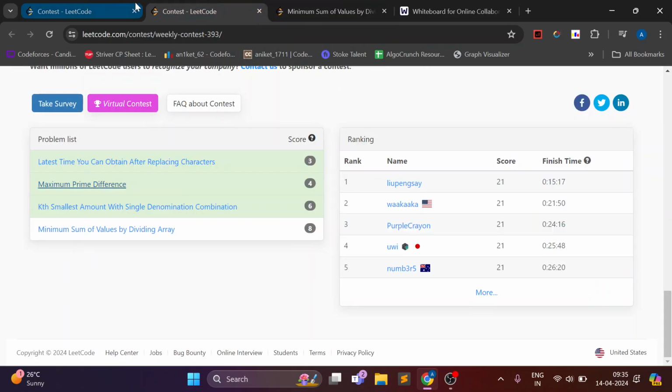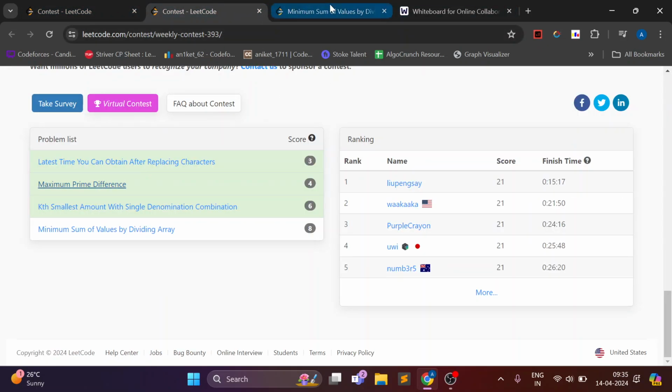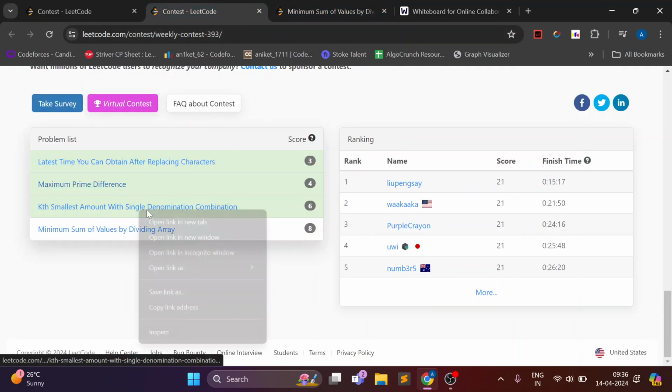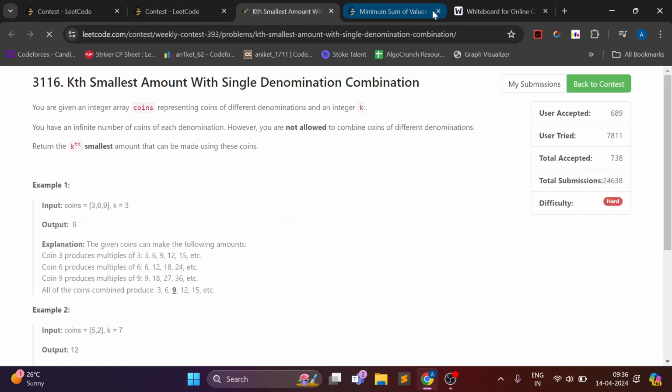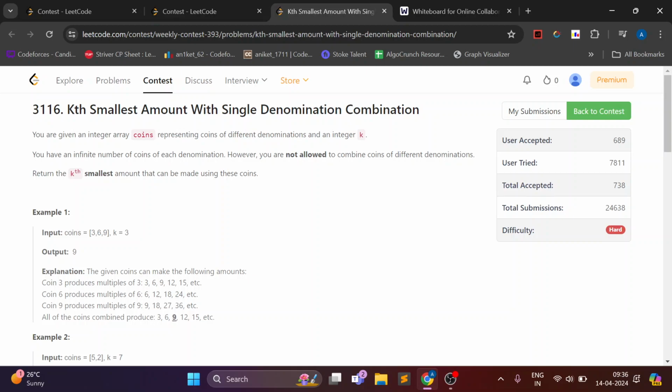So again, this second question, if you know how to find prime numbers, you will be able to solve this. Now the third question was somewhat non-standard, that's why only 700 participants were able to solve it.